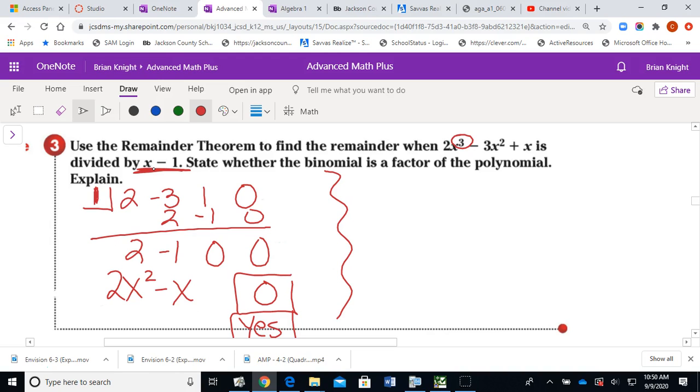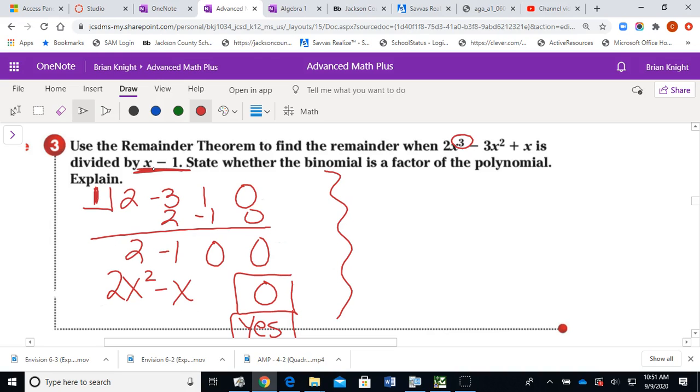That's all you're doing there. Okay? Think back to numbers. Is 2 a factor of 7? No, because if you divide 7 by 2, you get a remainder. Okay? Is 2 a factor of 6? Yes, because if you divide 6 by 2, you don't have a remainder. Okay? So what this is saying, if I were to divide this by x minus 1, I won't get a remainder. Therefore, it's a factor.